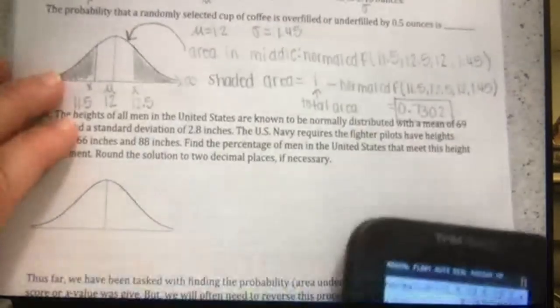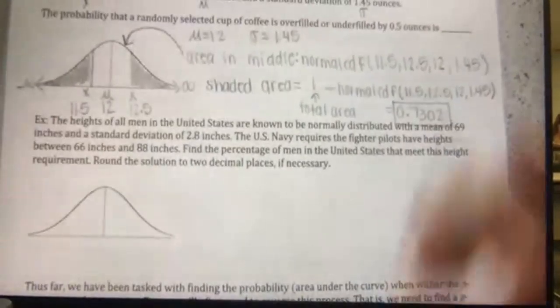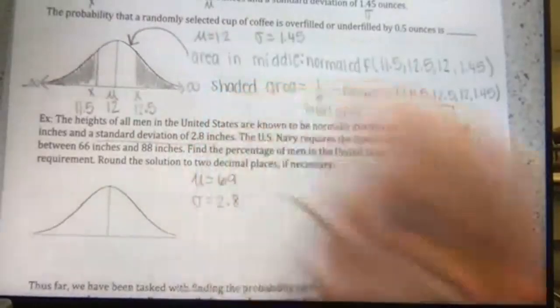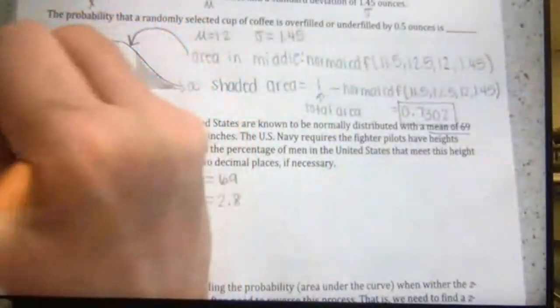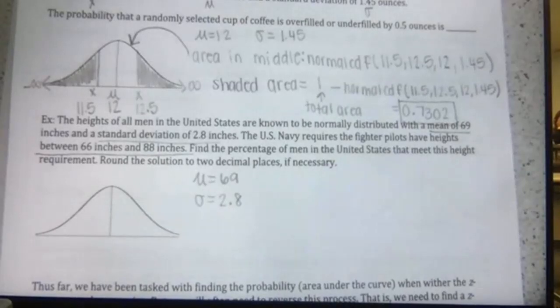So it says the heights of all men in the US are known to be normally distributed with a mean of 69 inches. So I'm going to write that down. Our mean is 69, and our standard deviation is 2.8. So mu is 69 and sigma is 2.8. The Navy requires fighter pilots to have height between 66 and 88 inches. Here's what's weird about this one. I got a lot of emails because everyone's like, I'm doing it right. And they were doing it right.